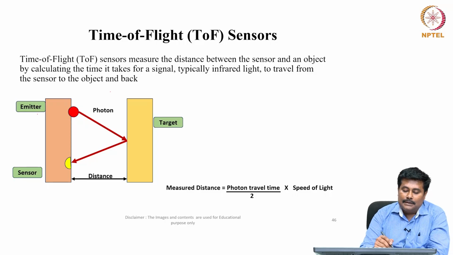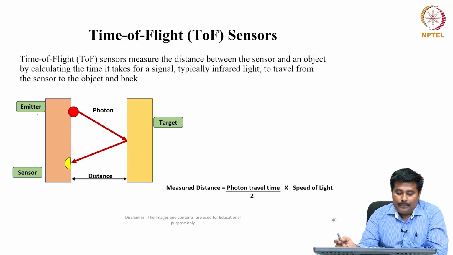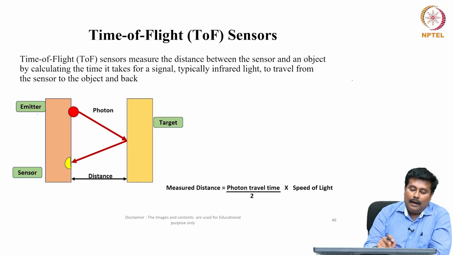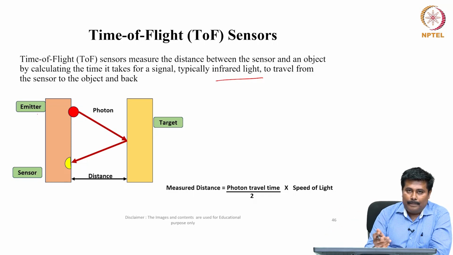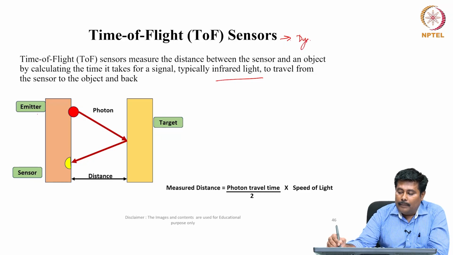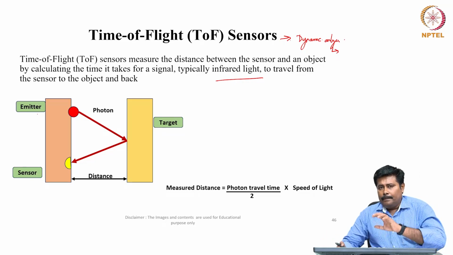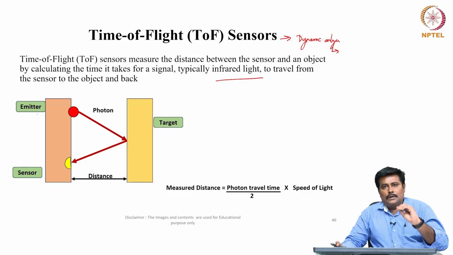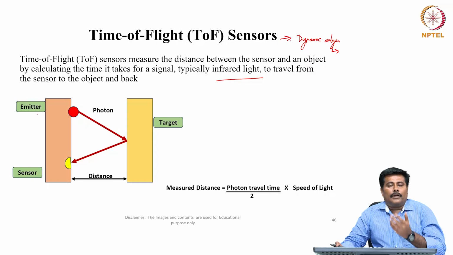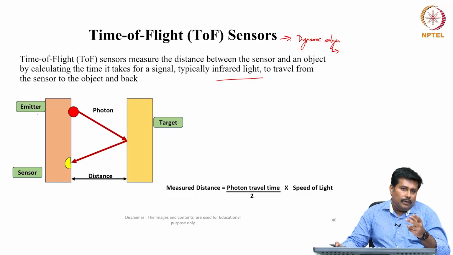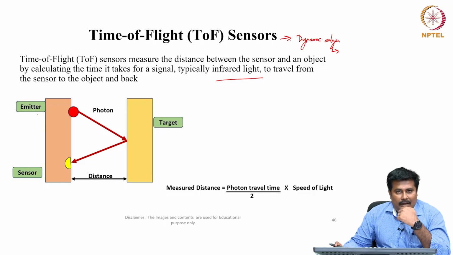This time of flight sensor measures the distance between the sensor and an object by calculating the time it takes for a signal, typically infrared light, to travel from the sensor to the object and back. These kinds of time of flight measurements are effectively used for dynamic analysis. Whenever a micro robot is moving, or whenever there is a need for analyzing the micro manipulation in a micro robot, such time of flight sensors can be efficiently used to investigate the overall micro manipulation behavior in detail.